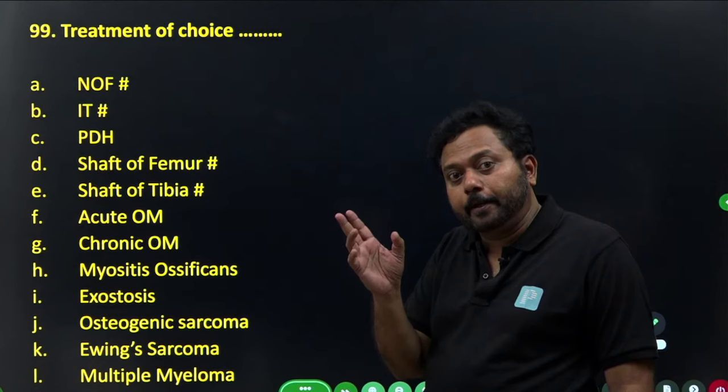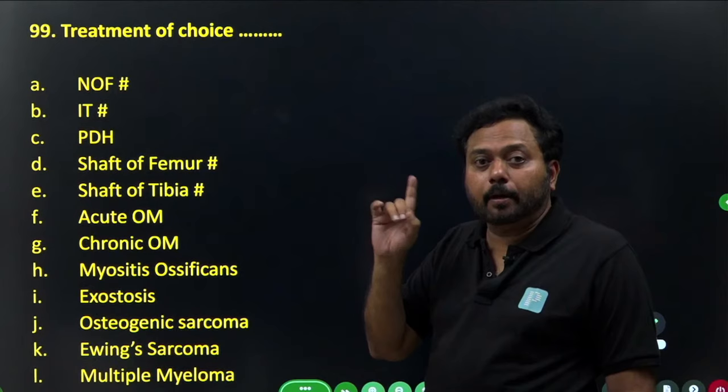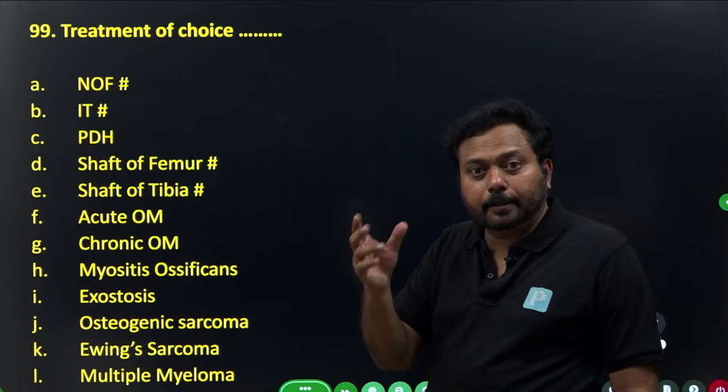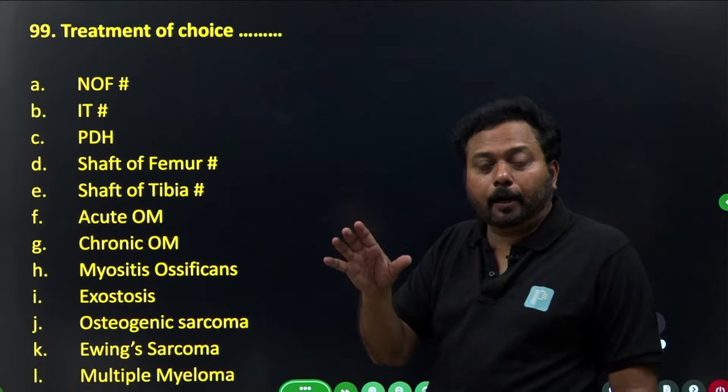Intertrochanteric fracture can be managed as stable or unstable. When the lesser trochanter is intact, it's called stable. When the lesser trochanter is not intact, it's called unstable. Stable intertrochanteric fracture, dynamic hip screw is the treatment of choice. Unstable intertrochanteric fracture, proximal femoral nail is the treatment of choice.